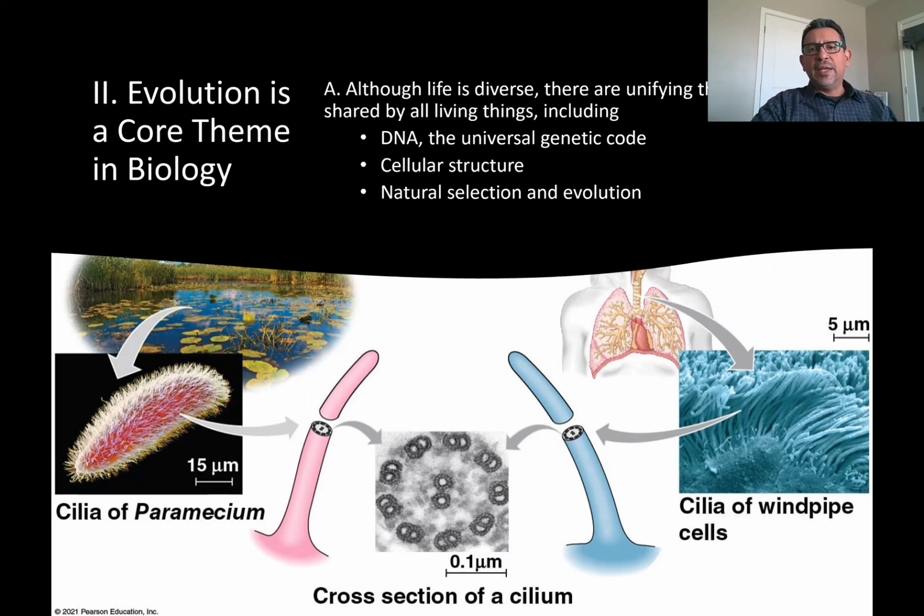Natural selection can help explain, for example, what you can see in terms of an organism being well adapted to life in a surrounding environment. Take a look, for example, at these little organisms.